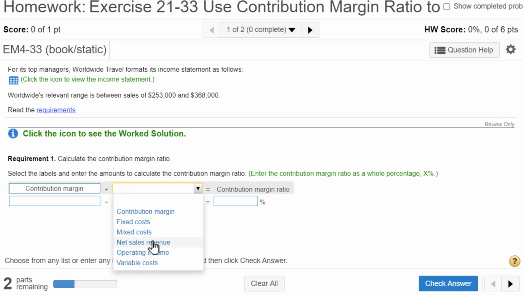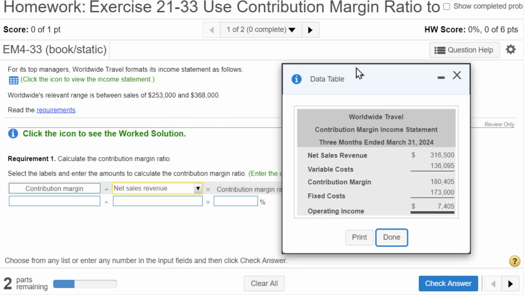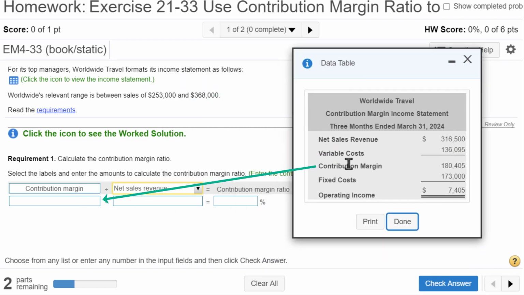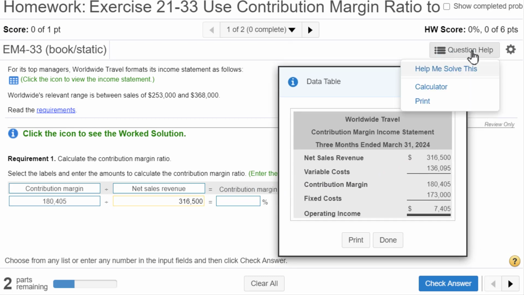And sales revenue is actually net sales revenue. So where do we get that from? We open up this box again. So our contribution margin is $180,405. Copy and paste that. Our net sales revenue is already calculated for us, $316,500. Copy and paste. And then we just crunch the numbers.